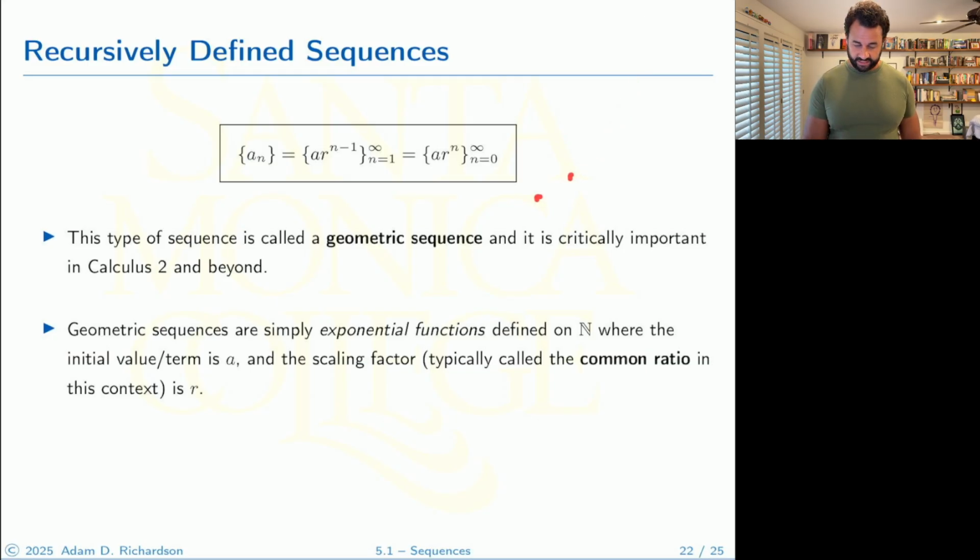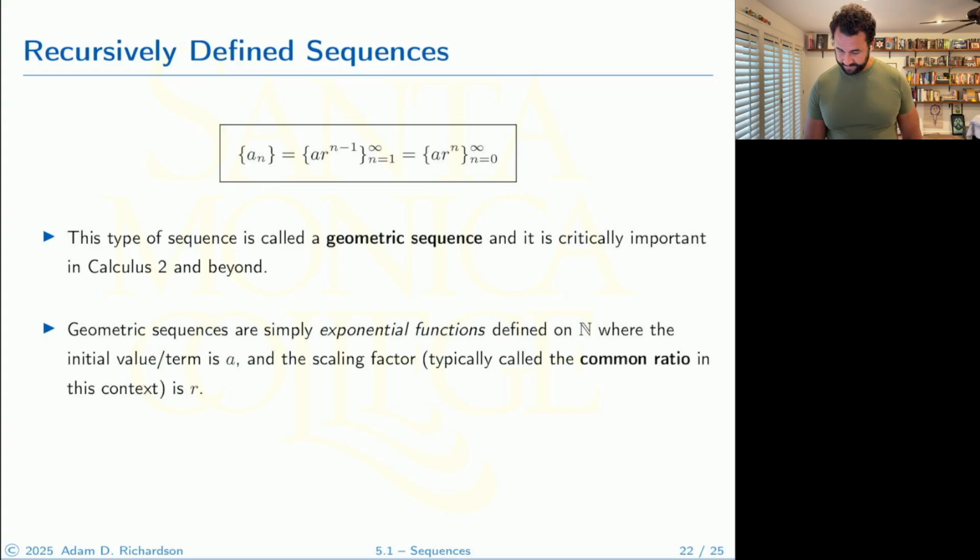They're more like dit, dit, dit, dit, dit, dit, dit, like so. So they still have the structure of an exponential function, but they're not continuous. They're not defined on the real numbers. They're just defined on n or the non-negative integers or something like that. Here, the initial value is a. We call it the initial term in this case. And r is what we call the common ratio in this case.